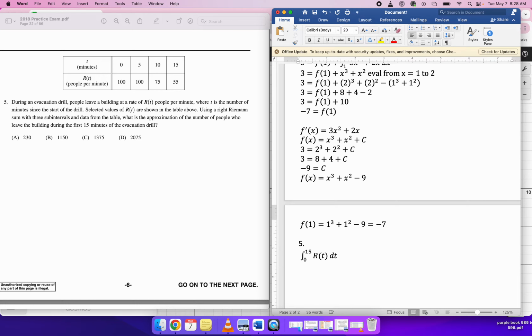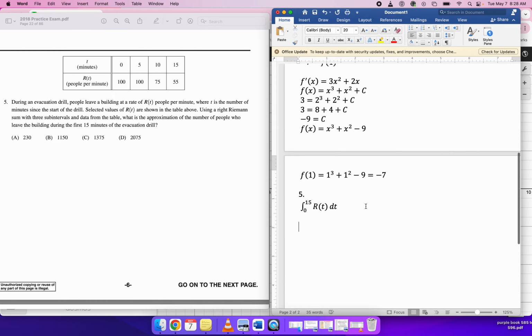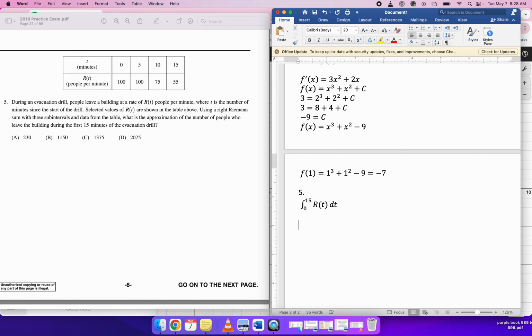So the 3 intervals that you would be considering would be the following. The values that they give you occur at the t values of 0, 5, 10, and 15. So the first interval would be 0 to 5, the second would be 5 to 10, the third would be 10 to 15. What is the value of the Riemann sum?